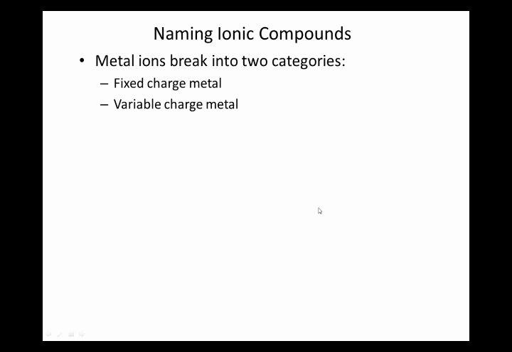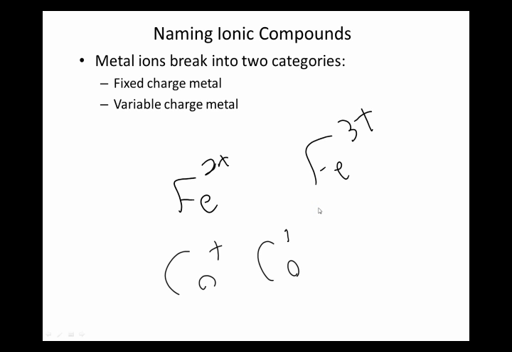Variable charge metals are a little wonky. These are mostly transition metals, like iron. Iron, when it shows up in a compound, could be +2 or it could be +3. It's hard to know. Cobalt could be +1 or +2.